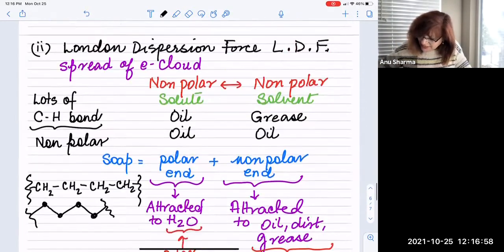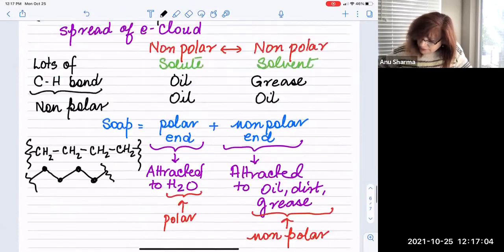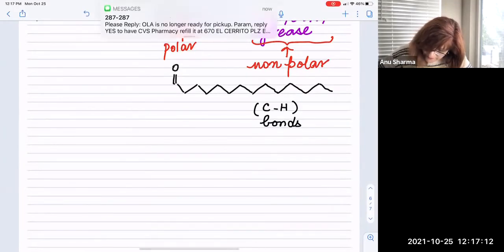Okay, anyway, so here we have this CH bond. Sorry about that. Here is the CH bond, and on one side is this bond, CO.